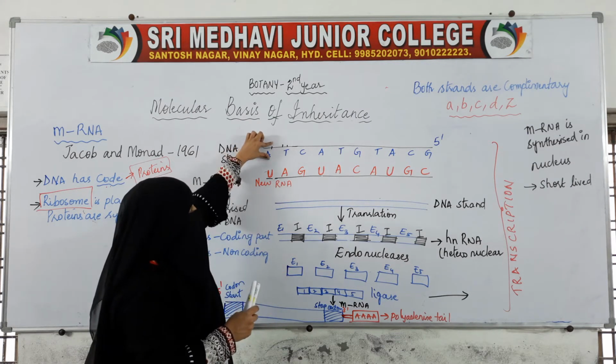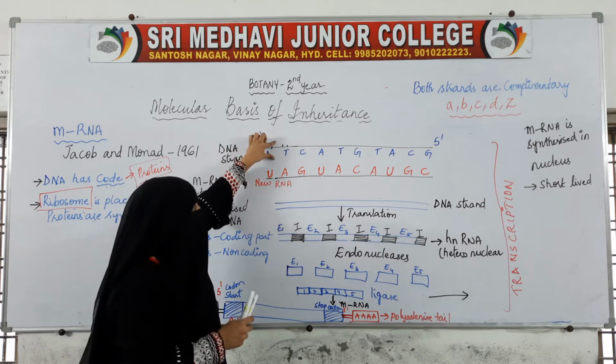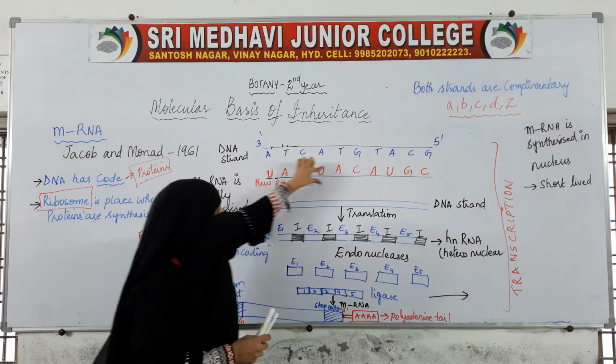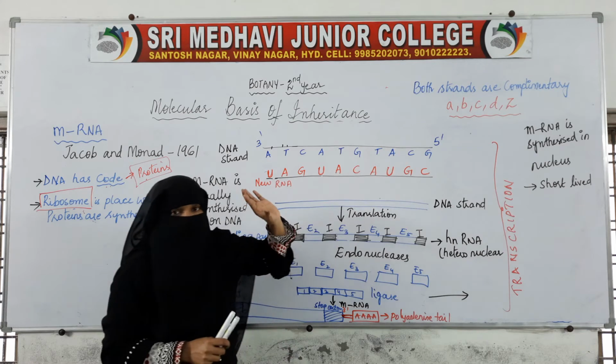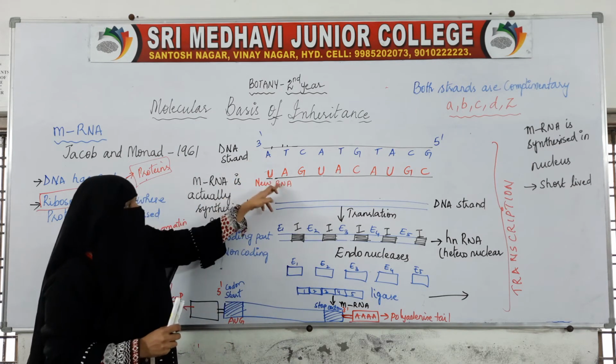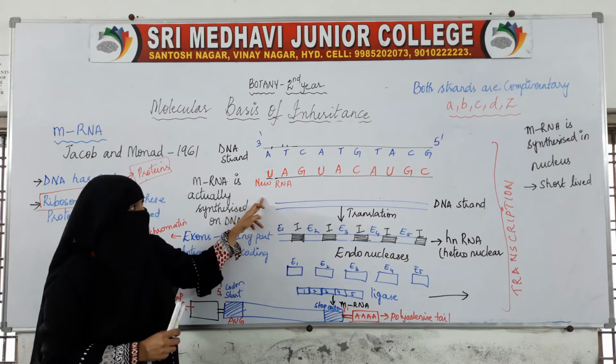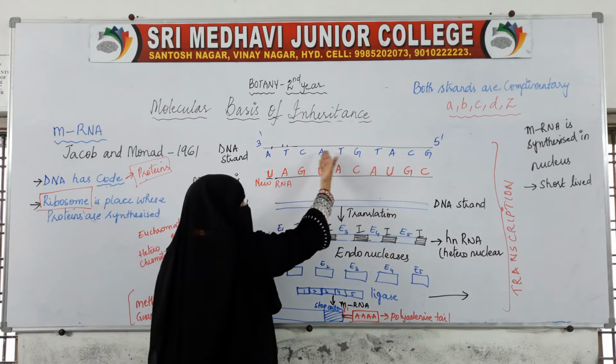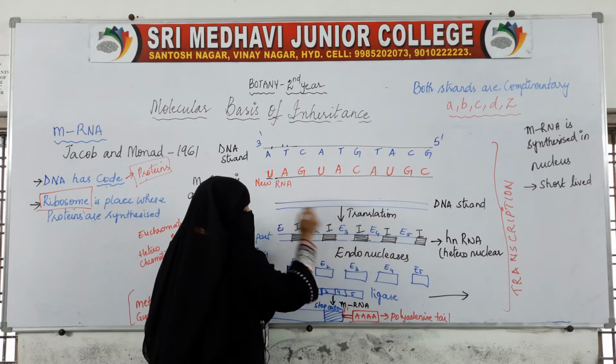So this is the actual previous DNA strand. On this DNA strand, a new RNA strand has been formed. A new RNA strand has been synthesized on this DNA. Whatever code is there has been transcribed.